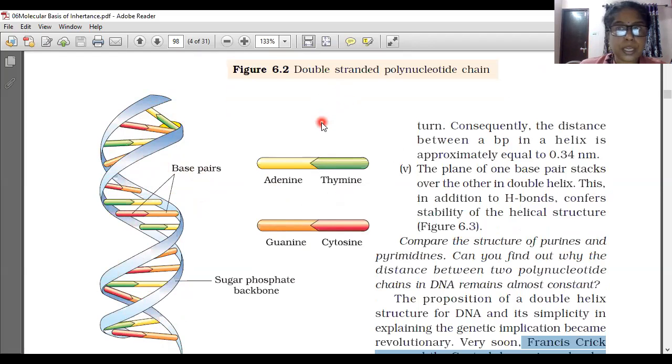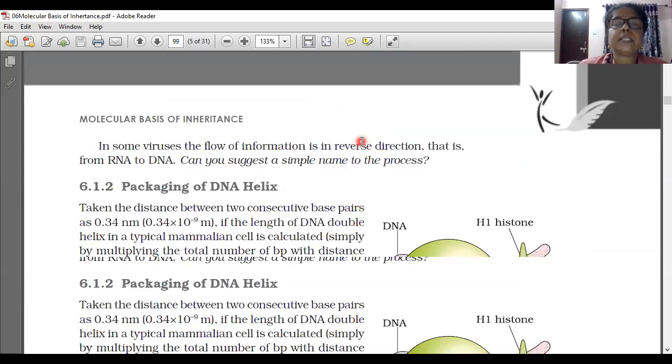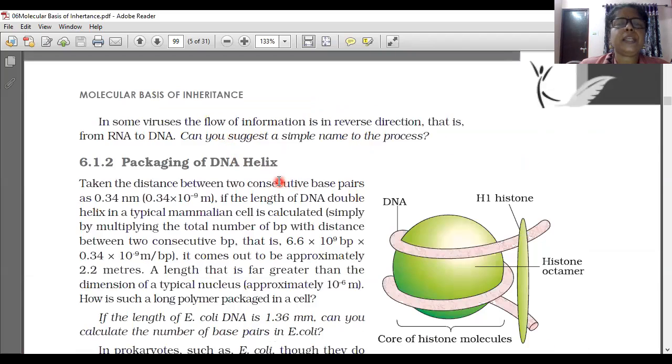Now we are going to another topic, that is packaging of the DNA helix. It has a helical structure. It is a long polymer. Many nucleotides are there, this you all know. How is it packed inside the nucleus? DNA is present inside the nucleus on the chromosome. So now we are going to learn packaging of the DNA helix.